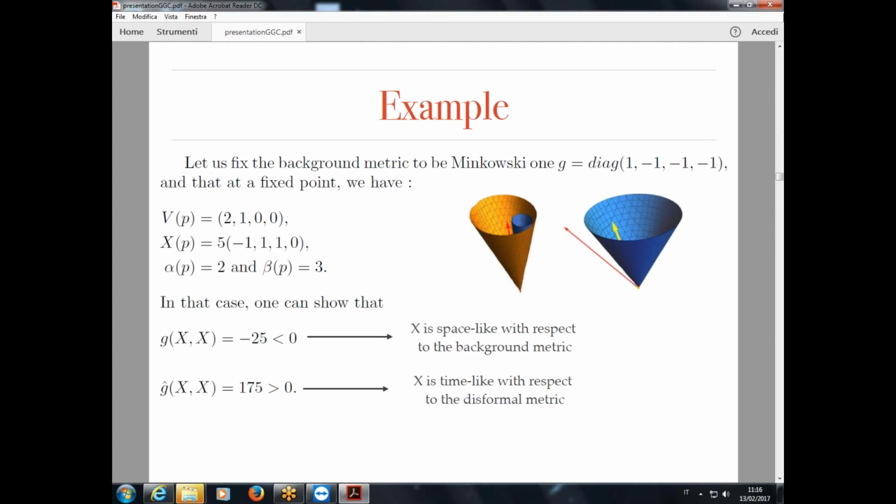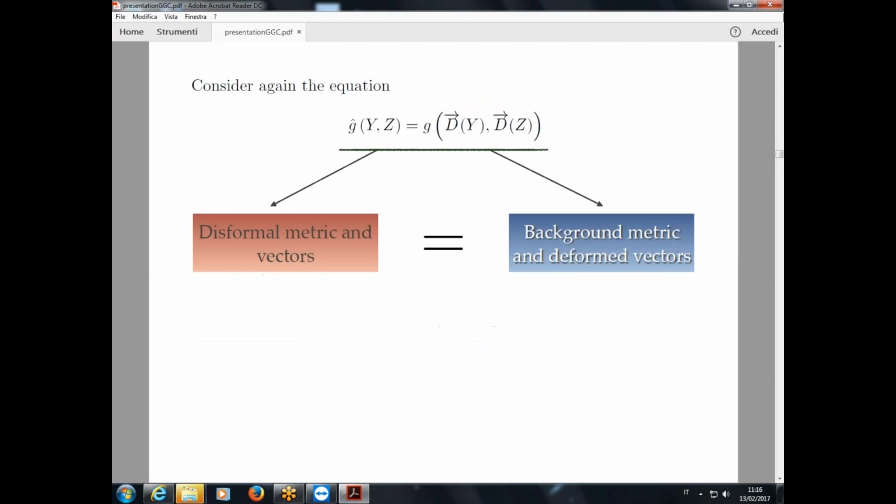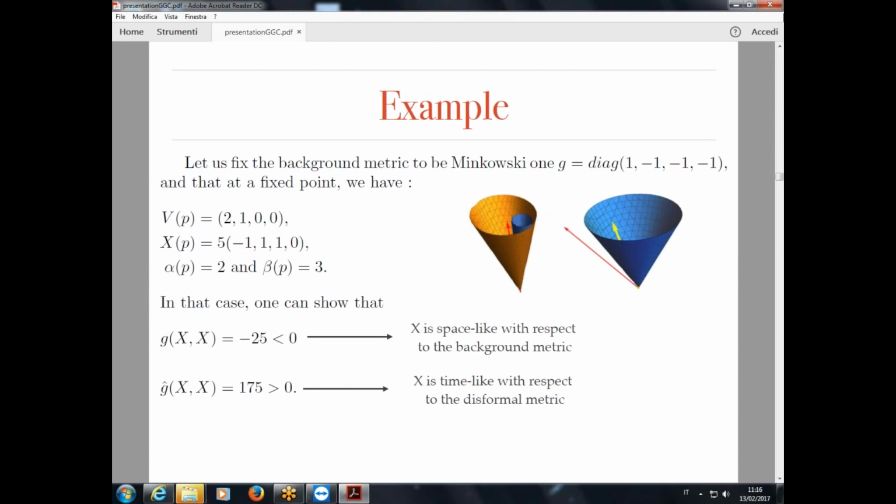The red is x, this yellow cone is the disformal one, so it's inside, time-like, but it's outside the blue one, so it's space-like. But you also can keep the cone, like this equation suggests. You can keep the cone, but change the vector. That's what we are doing here. You keep the cone, this is the original x, but when you change the vector, it's time-like. So it should lie inside the cone. This is not to scale, of course.